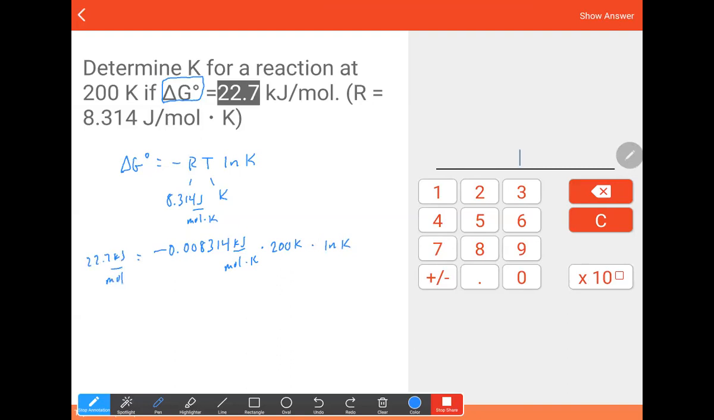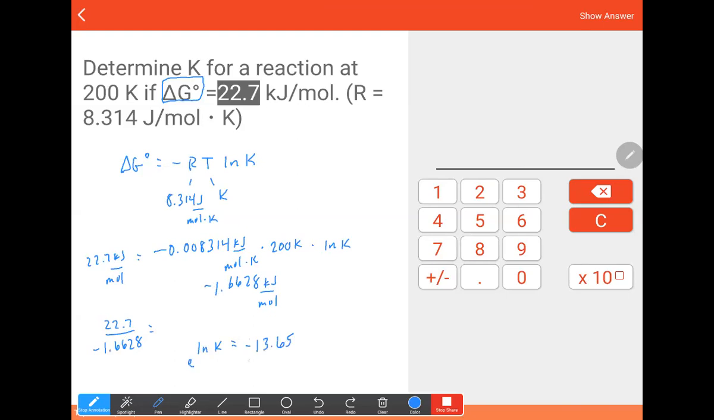So I'm going to multiply my negative 0.008314 times 200, and I get negative 1.6628 kilojoules per mole. So I'm going to divide that out from both sides. So I have 22.7 divided by negative 1.6628. Don't forget the negative. And I get natural log of K is equal to negative 13.65. So I've separated out that natural log of K.